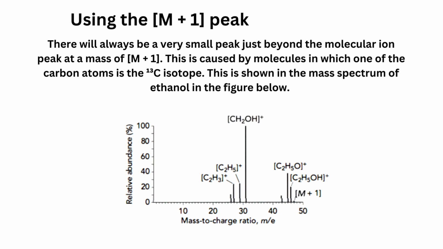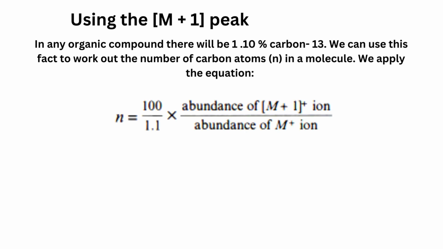Using the M+1 peak, there will always be a very small peak just beyond the molecular ion peak at a mass of M+1. This is caused by molecules in which one of the carbon atoms is the carbon-13 isotope. This is shown in the mass spectrum of ethanol in the figure below. In any organic compound, there will be 1.1% of carbon-13. We can use this fact to work out the number of carbon atoms N in a molecule. We apply the equation N equals 100 over 1.1 times abundance of M+1 ion divided by abundance of M ion.